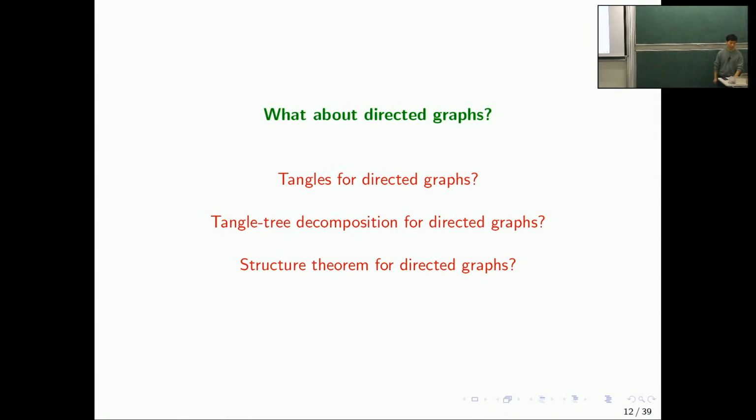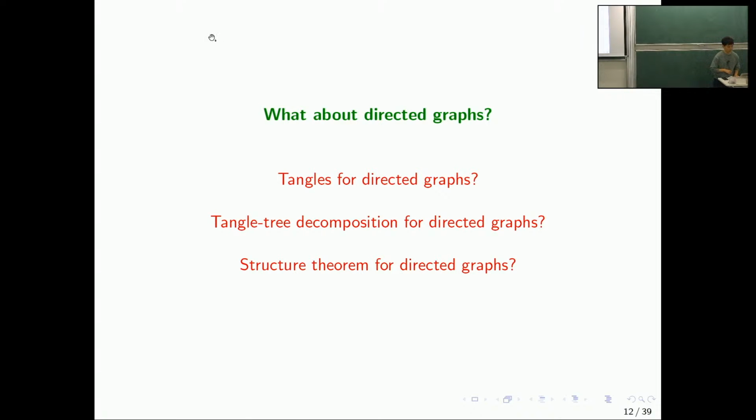So our question is, what about directed graphs? Can we define tangles for directed graphs, or a tangle tree decomposition, or some structure theorem for digraphs? These are quite natural questions, right? Do you have any questions so far before going to directed graphs? One question about this. Yep.